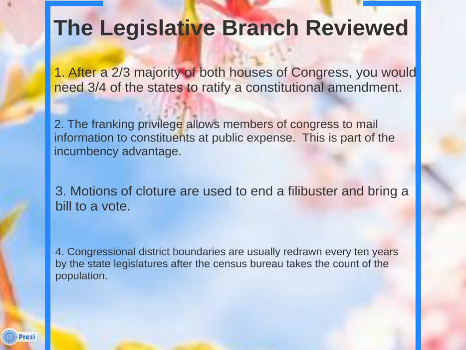Congressional district boundaries are usually redrawn every 10 years by the state legislatures after the Census Bureau takes the count of the population.